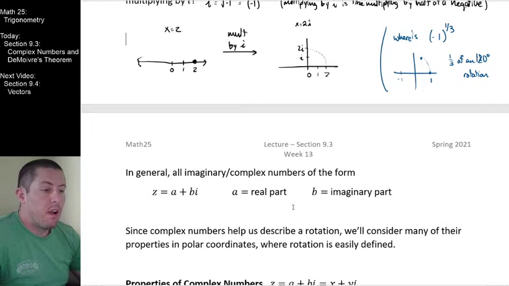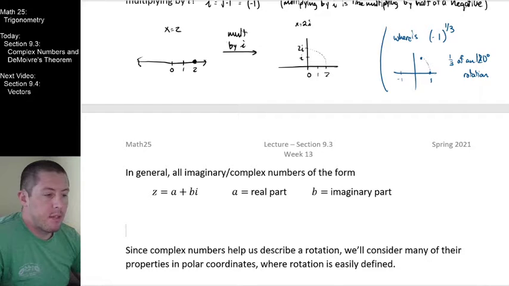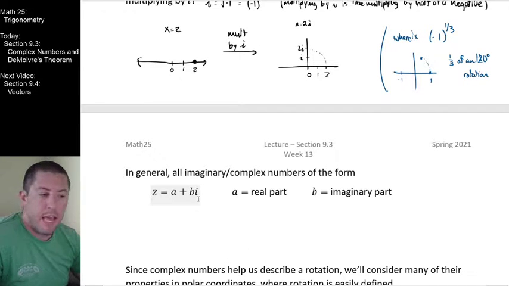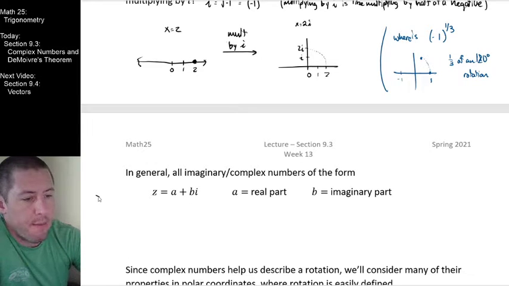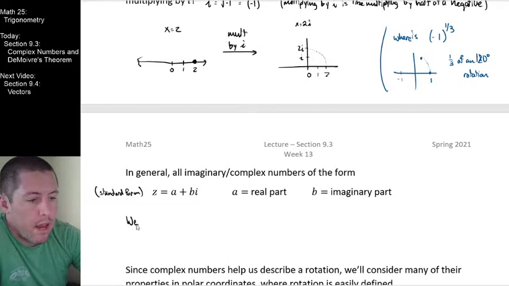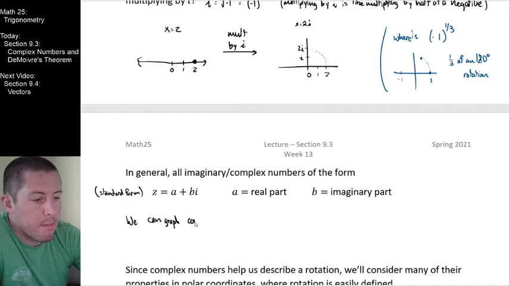So, in general, all imaginary or complex numbers are of the form z = a + bi, where we refer to a as the real part and b as the imaginary part. This right here, by the way, is called standard form. We'll write some in other formats as well. And we should also say we can graph complex numbers in the complex plane.